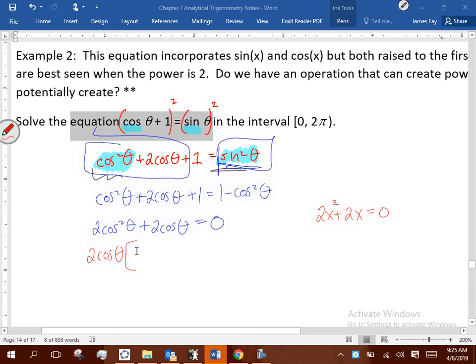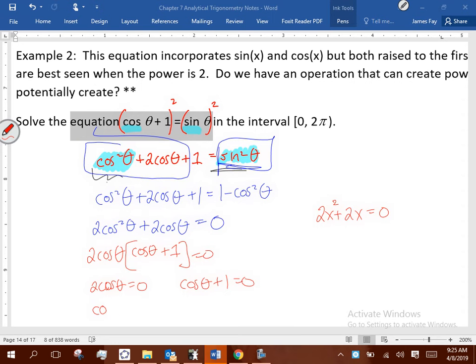Take out my 2 cosine, leaves you just cosine plus 1, right? So this is going to give me 2 cosine theta equals 0, and cosine theta plus 1 equals 0. Divide both sides by 2, so it gives me cosine theta equals 0. This gives me cosine theta equal negative 1.